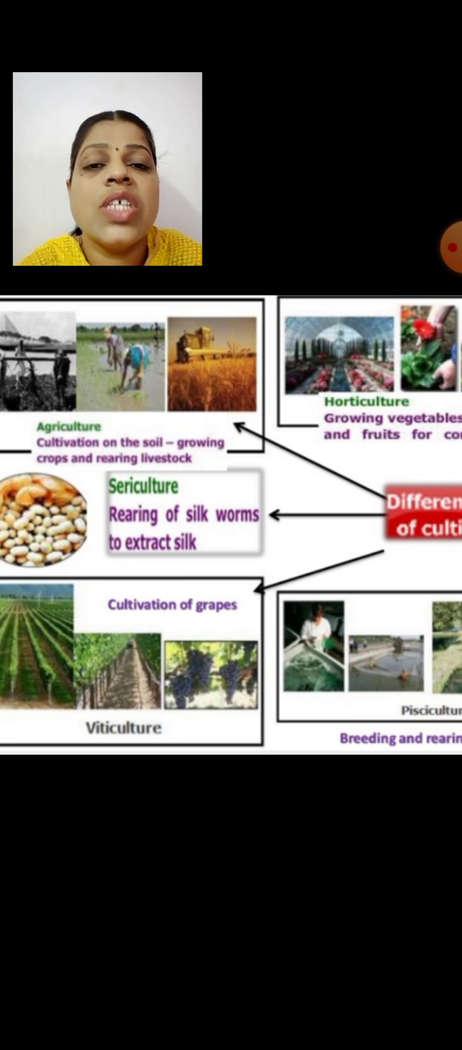The next one is viticulture. So what does viticulture mean? It's the cultivation of grapes. So here we can see in this slide, yes, more vineyards are here, and more grapes are also grown.